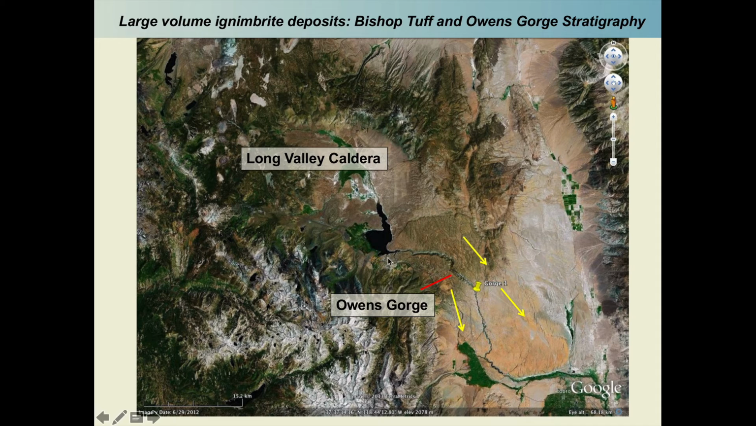It feeds the Owens River, which incised its way down through the thick Bishop Tuff deposits along in here, and it drains out into the Owens Valley down here where Bishop, California is, which I'm circling down here by the Google symbol. The Bishop Tuff deposits flowed out and down and are deposited around Bishop, California.